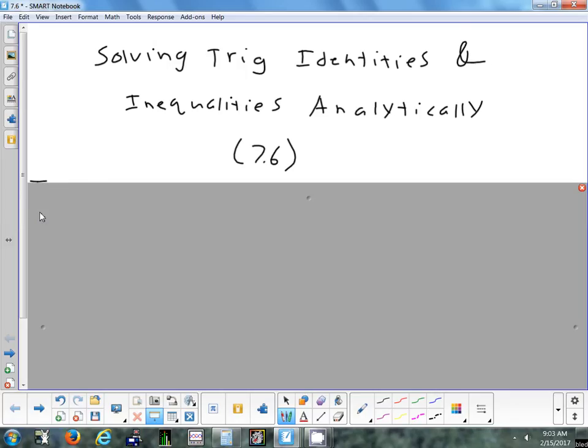Is the take-home going to be on sections 7.5 and 7.6, or is it going to be in 7.5, 7.6, and 8.1? Everything up through tomorrow. Oh. Yeah.